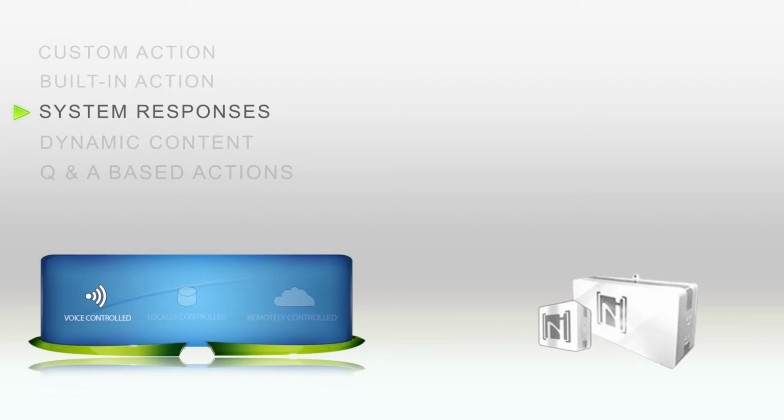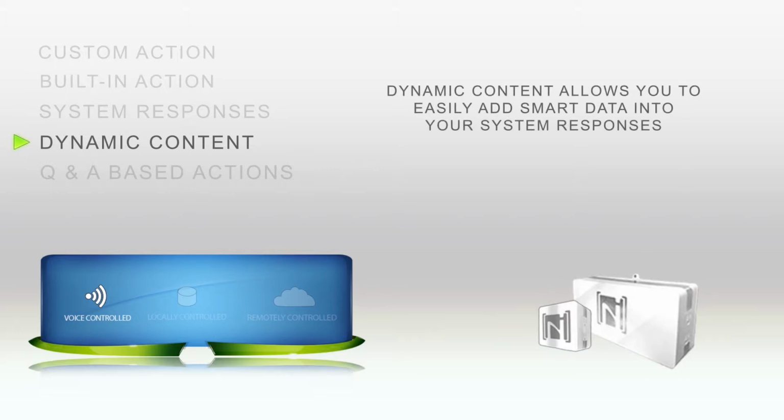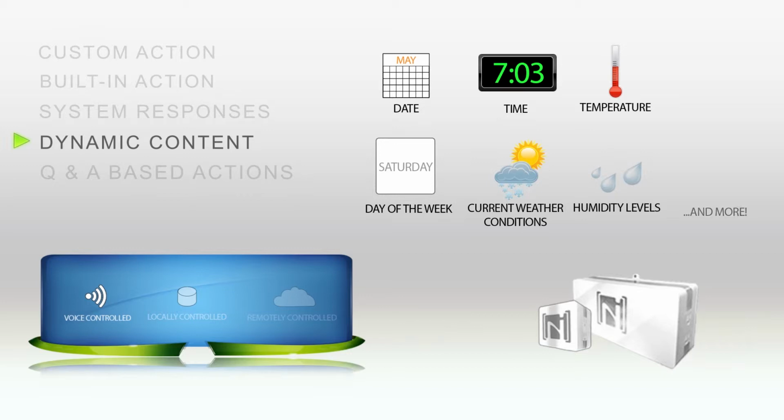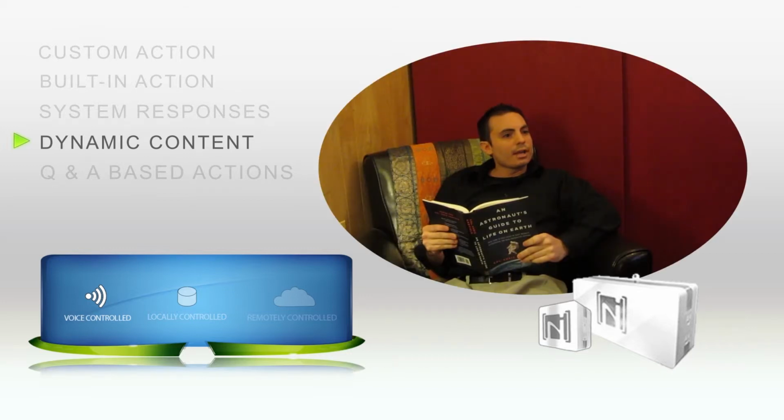Which brings me to my next topic, dynamic content. Dynamic content allows you to easily add smart data into your system's responses. You can add things like the date, the time, the temperature, day of the week, current weather conditions, humidity levels, and more. Sasha, what's the weather like outside? It is currently scattered clouds and 26 degrees.